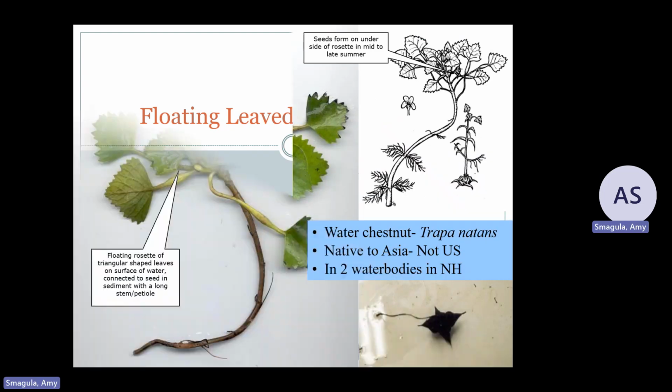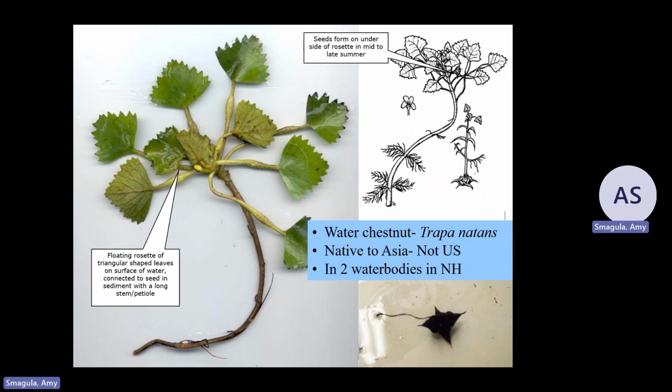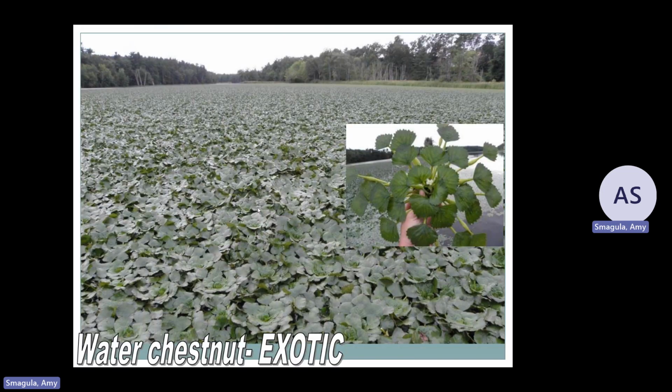Moving into the floating leaf zone, right now we only have one that we're actively looking for. This is water chestnut. The water chestnut is going to be in that floating leaf zone where the lily pads are. Luckily, it doesn't look anything like the lily pads that I described to you earlier. This one has triangular shaped leaves that are toothed, and they form a rosette that floats on the surface. That rosette is anchored to the bottom with a stalk. And then it forms these seeds on the underside of this rosette, usually midsummer. So if you see anything that looks like this or this, that is something that we want to know about.